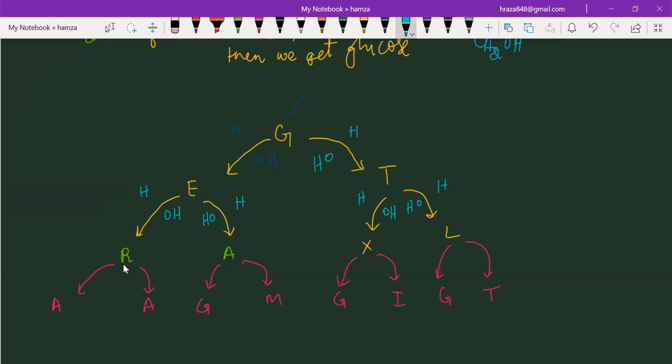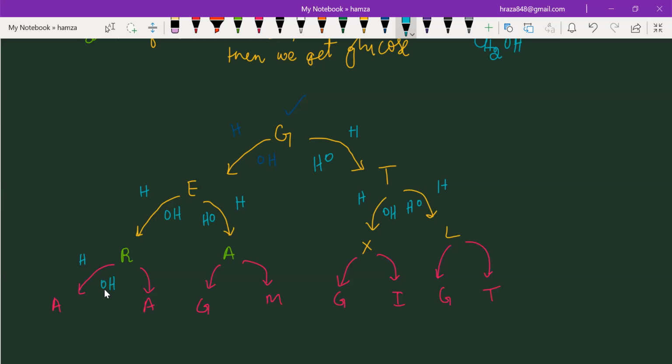This is allose, and if you add H on the right hand side and OH on the left hand side, you will get altrose. Now this arabinose has two parts. If you add H on the left hand side, OH on the right hand side, H on the left hand side, OH on the right hand side, this is glucose, this is mannose.